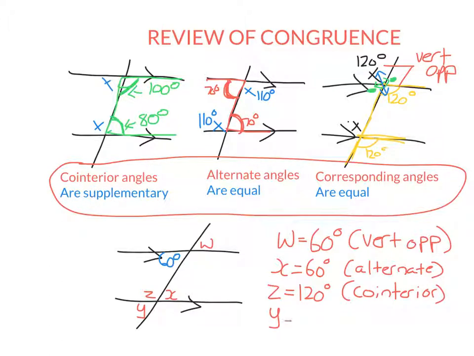Y is actually corresponding to that 60 degree angle. It makes the F shape. So it's equal, corresponding angles are equal. So we need this because sometimes we'll need to use these rules in order to prove that triangles are congruent.